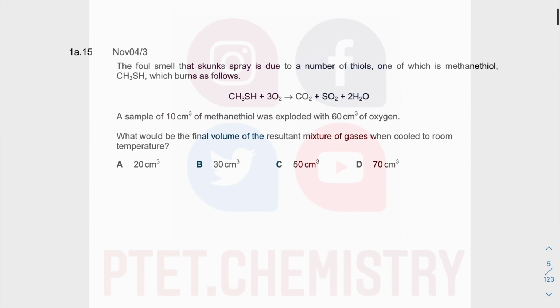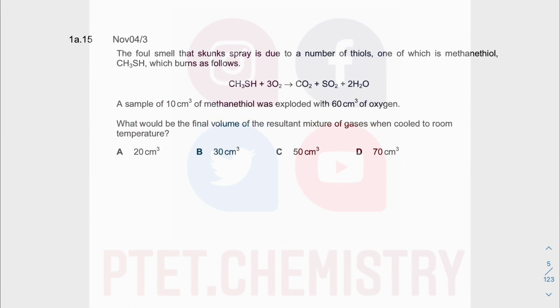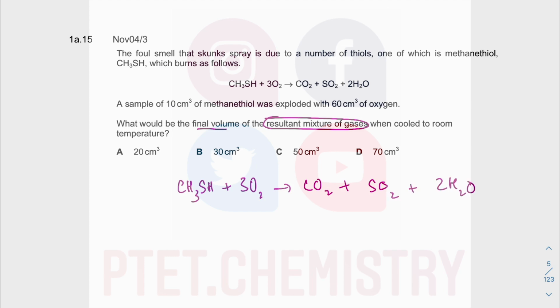So this is the last question of this 5-question series. This is a calculation involving volume of gases. They want the final volume of the resultant mixture of gases. Okay, so if I just copy down the equation so that I have more space to work down below here. This is not your typical hydrocarbon combustion because you also have SO2 there.